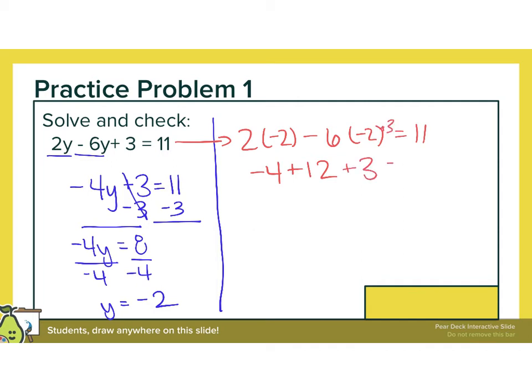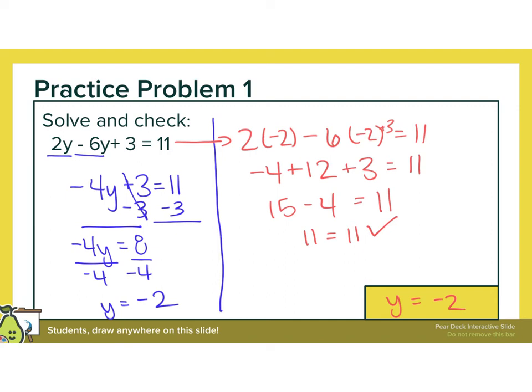Plus 3 equals 11. So I have 4 negatives and 15 positives. So 15 minus 14 is 11. 11 equals 11. That checks out, so I can write my answer in the box.